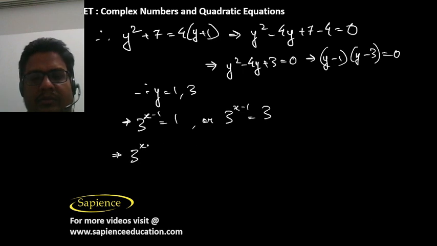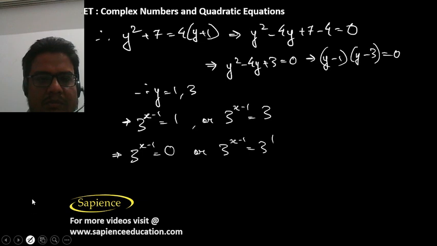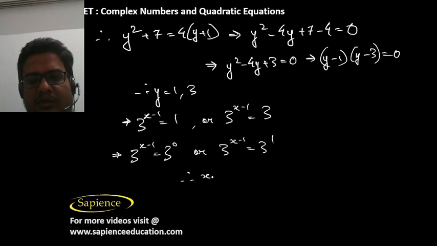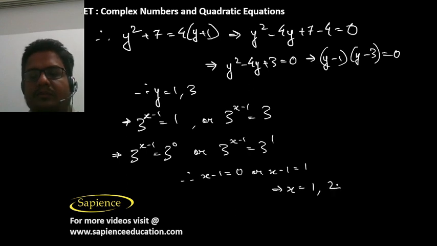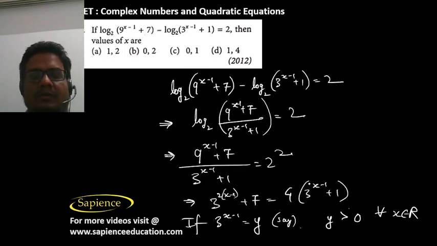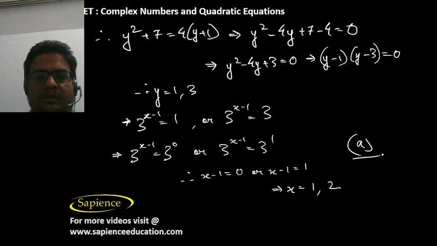So 3 power x minus 1 is equal to 0, or 3 power x minus 1 is equal to 3 power 1. This we can write as 3 power x minus 1 equal to 3 power 0. Therefore x minus 1 is equal to 0, or x minus 1 is equal to 1. So it means x is equal to 1 or 2. So option A is the correct answer.